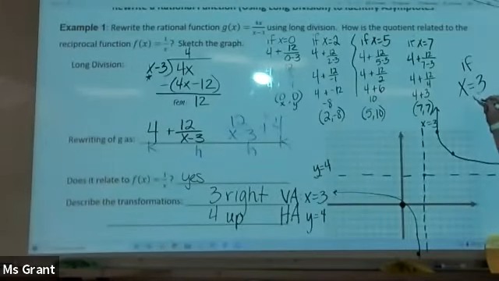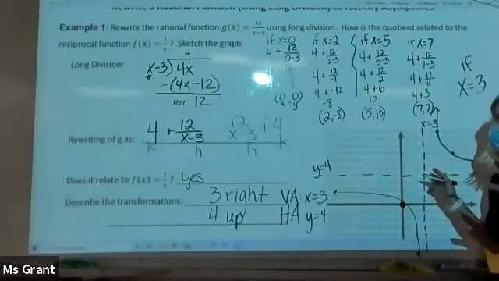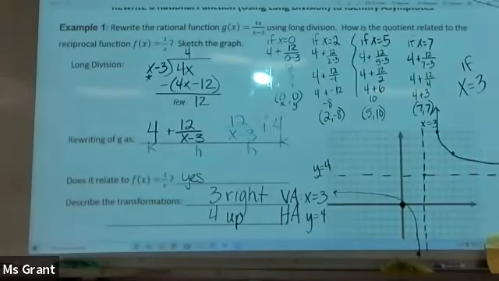Why can't I pick x equals 3? Isn't it because it's on the asymptote? Right, and there's no line on the asymptote because my curves get really, really close, but they never touch.